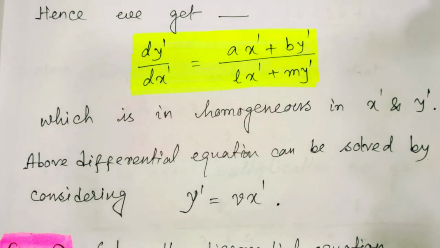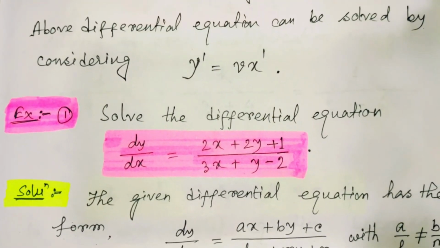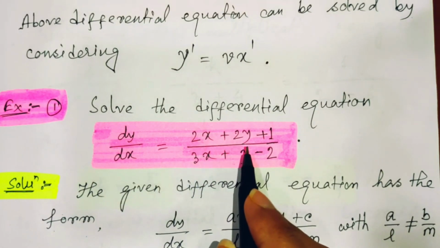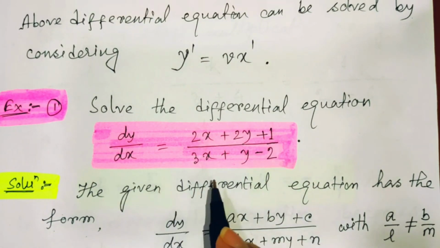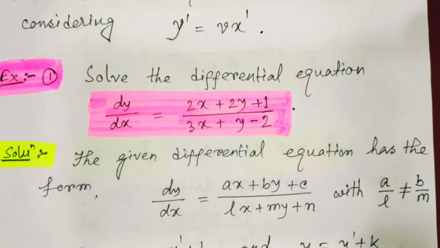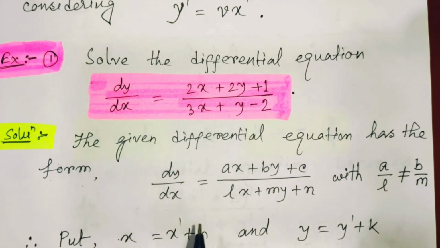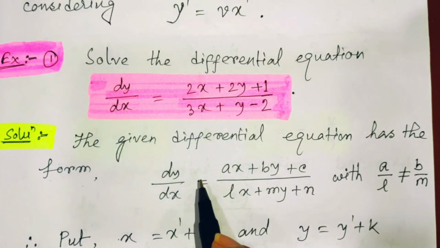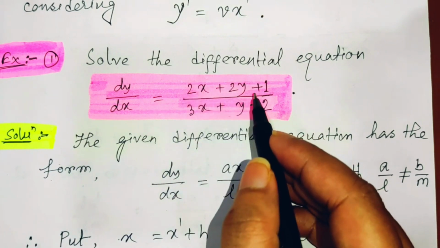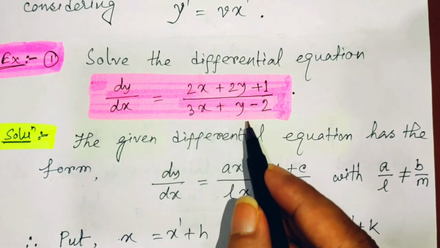So let us do one example corresponding to that so that we can understand better. The given question is, suppose dy by dx is equal to (2x + 2y + 1) divided by (3x + y - 2). Now if we first verify the coefficients of x and y, we shall find that here a is 2, b is 2, l is 3 and m is 1.